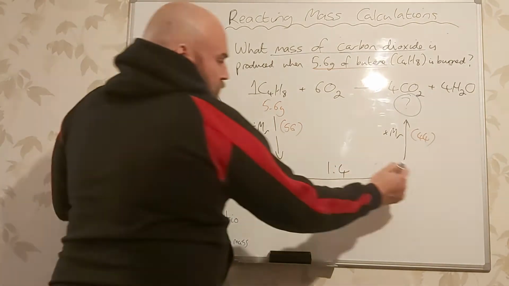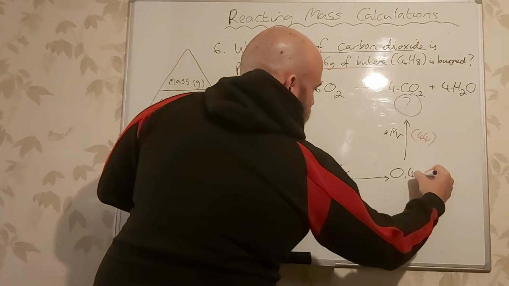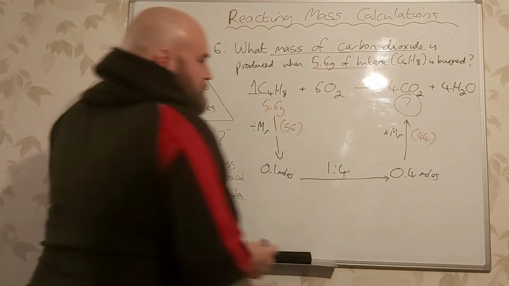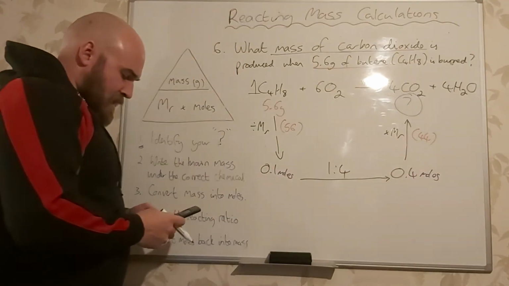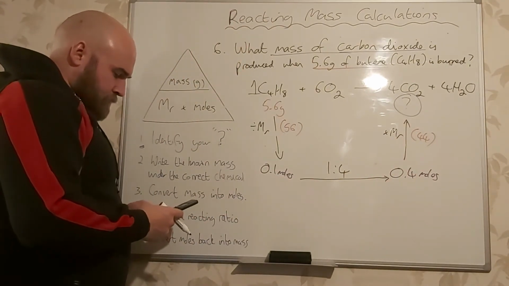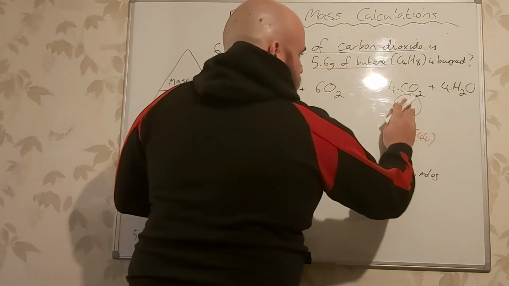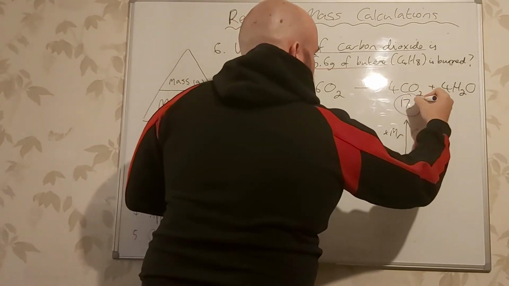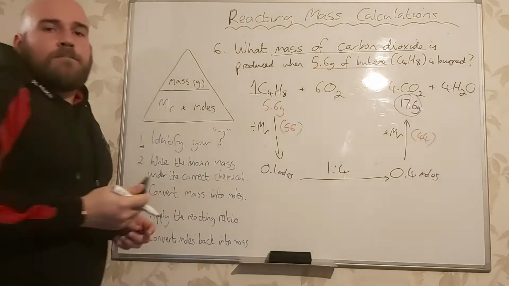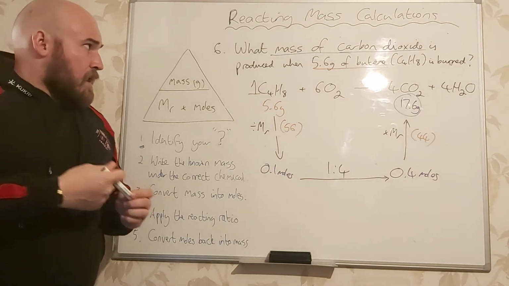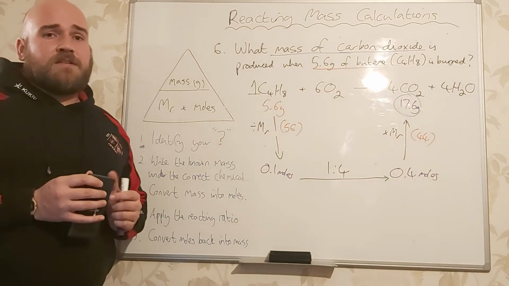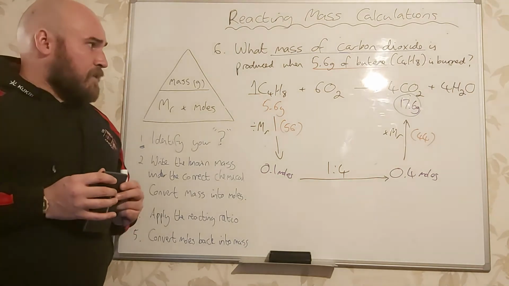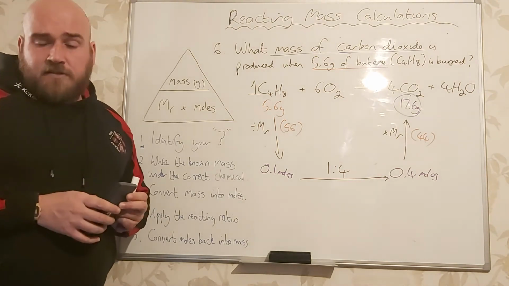So it's 1 to 4, so this number over here should be 4 times as big. So I've got 0.4 moles over there, and then just times it by the MR, which is 44, which is 17.6 grams. Okay. I'm going to wipe the board in a moment. Have a go at question 7 now. This will be the last one I do on this video, and then hopefully you'll be able to get on with the rest of it in good time.